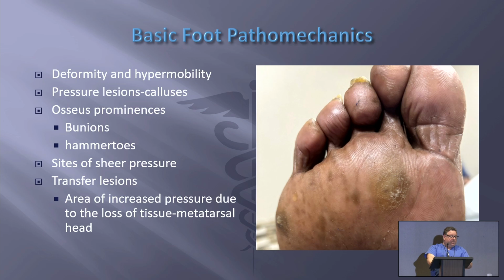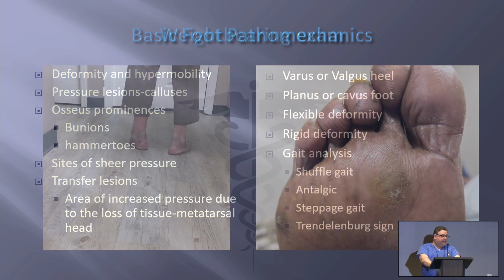that becomes even more serious because that's going to be a site of ulceration. So once again, going back to osseous prominences, bunions, hammer toes, shear pressure, and what we call transfer lesions. Transfer lesions are really important. You take the third metatarsal head out because there's an ulceration under it, it's infected. Well, great, you got rid of that infected tissue, you got rid of that infected bone, you got rid of that source of ulceration, but now the pressure is going to be on the neighboring metatarsal heads. They could develop an ulcer. So we have to be wary of that.